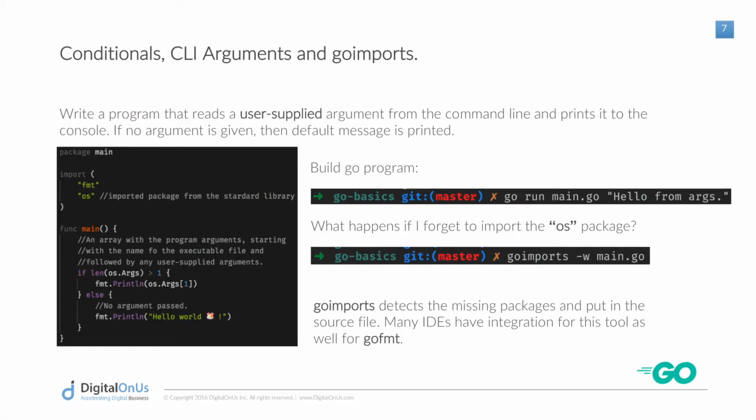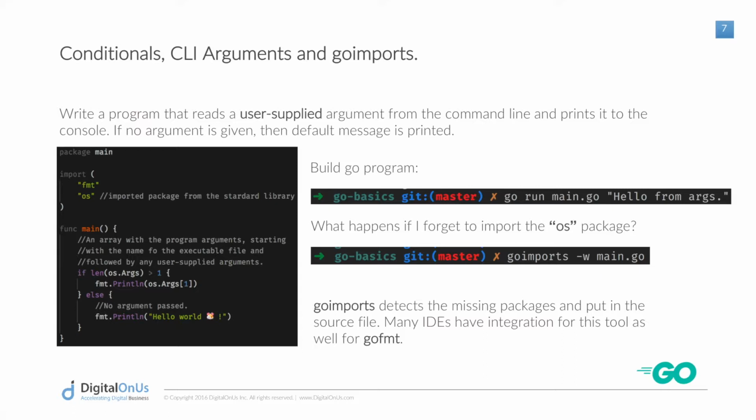Now we run the program with no arguments. Only the index 0 on os.Args is assigned a value, and the call to the len function returns 1. The if statement evaluates to false, so the else block is run, and the default message is printed to the console. Hello world. Now, what will happen if we've forgotten to import the os package?